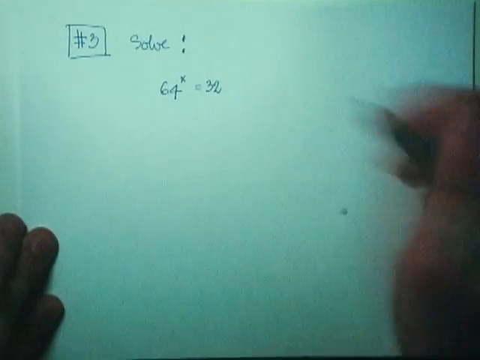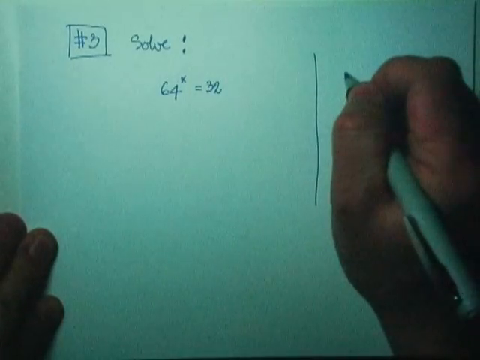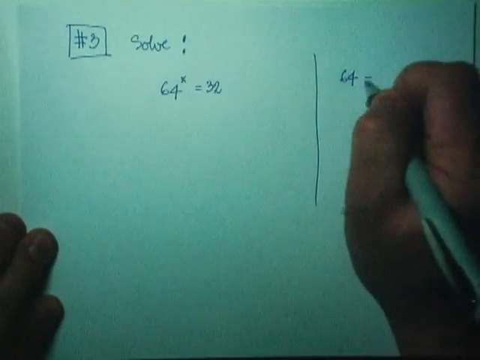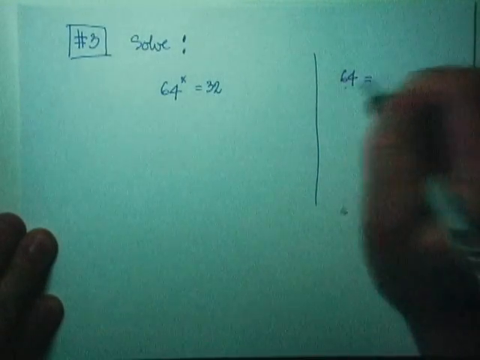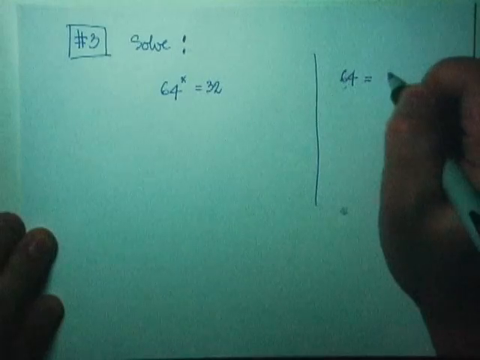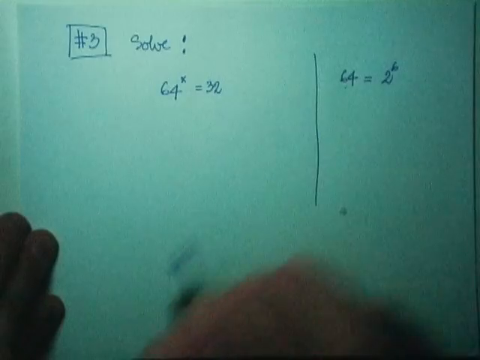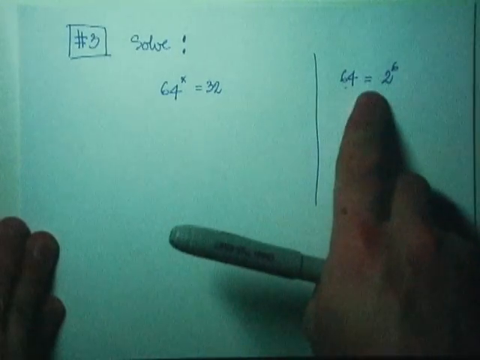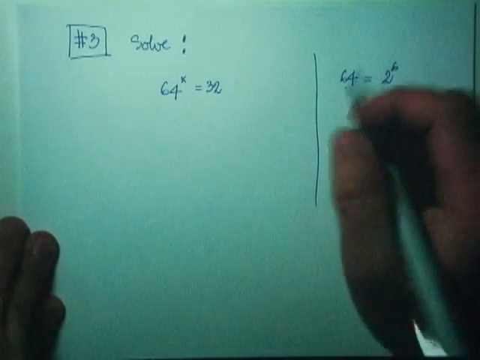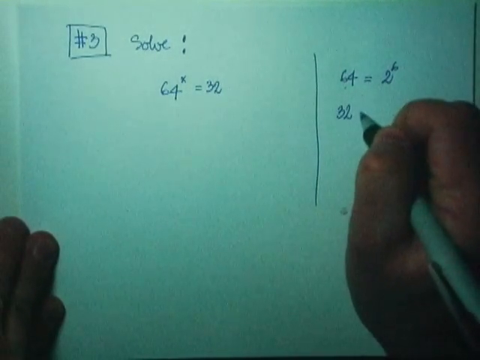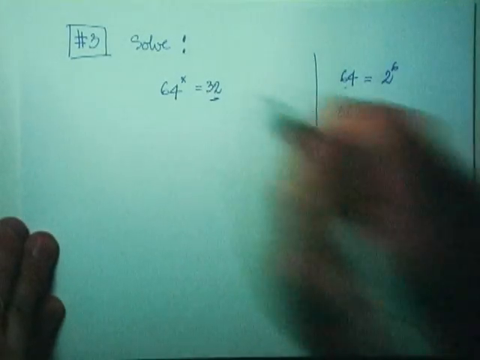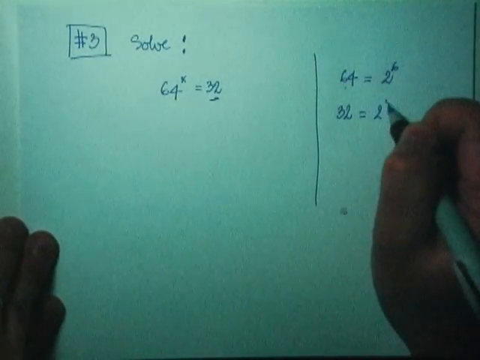As a side hint here, for 64, I can go all the way down and see that 64 is actually a power 6 of base 2. So I can write 64 as 2 to the 6th power. And 32 on the right-hand side of the equation would be equal to 2 to the 5th power.